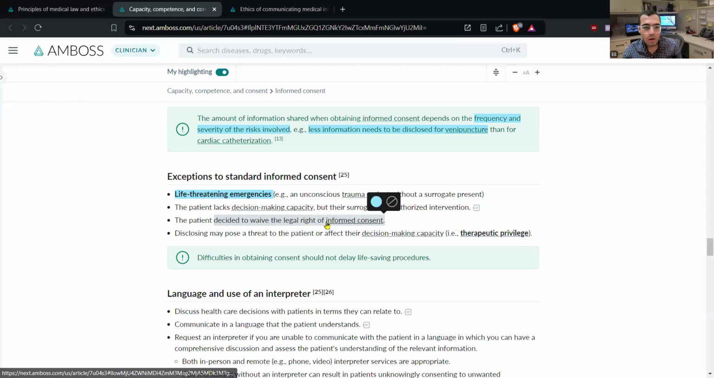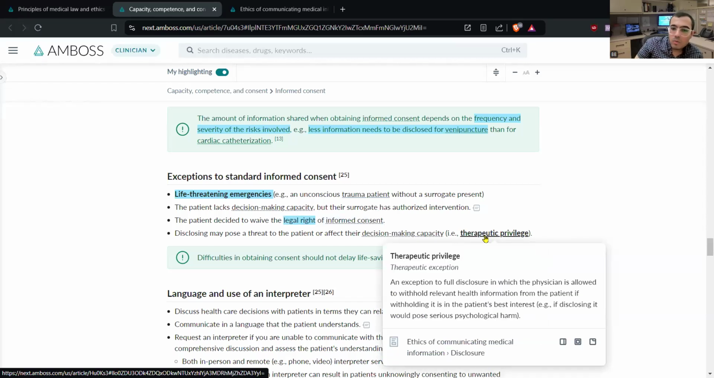Like the patient says, okay, you have the right to do anything. So they waived the legal right. Disclosing may pose a threat to the patient or affect their decision-making capacity. This is what we call therapeutic privilege, or therapeutic exception. This is an exception to full disclosure in which the physician is allowed to withhold relevant health information from the patient if withholding it is in the patient's best interest, if disclosing it would pose serious psychological harm.